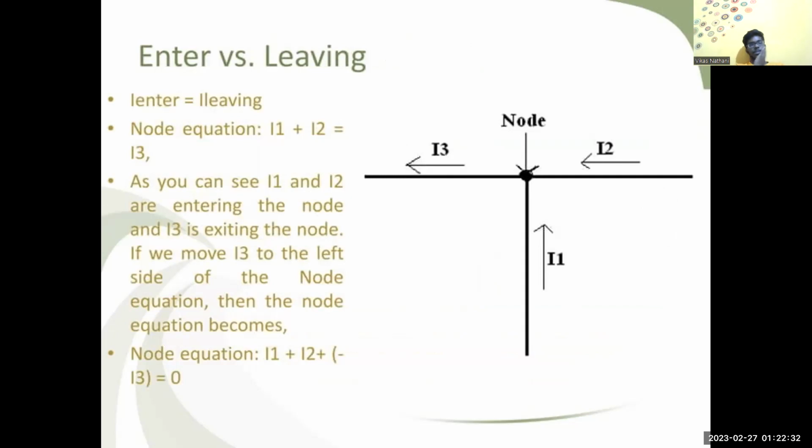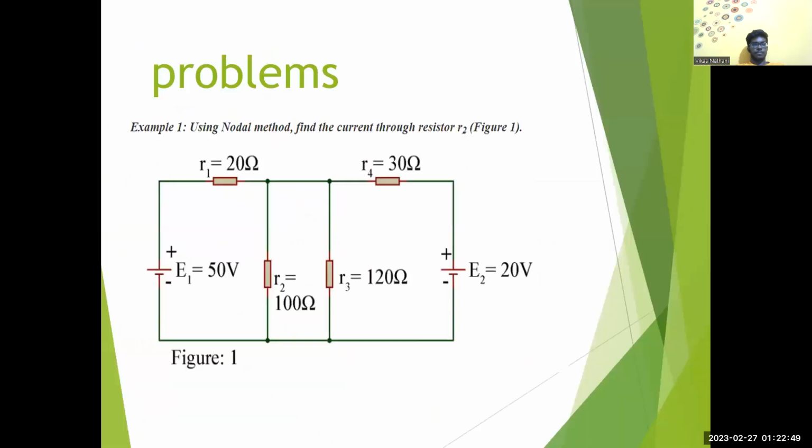As you can see, I1 and I2 are entering the node and I3 is exiting the node. If we move I3 to the left side of the node equation, then the node equation becomes I1 plus I2 minus I3 equals 0. Next, we'll be finding problems using node analysis.